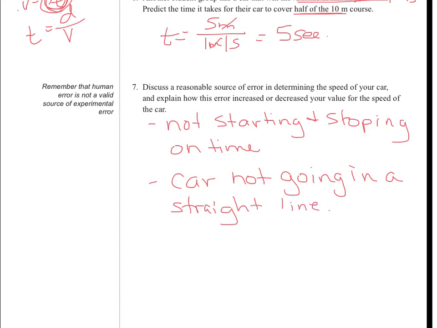If we didn't start and stop on time, then our time value is not going to be correct. And if it's not going in a straight line, then we're actually going to have a bigger distance than we should. So that will affect velocity equals distance over time. So if this number were to increase, that might make our velocity slower. If this number were to increase, it might make our velocity faster. So, all right, let's move on.